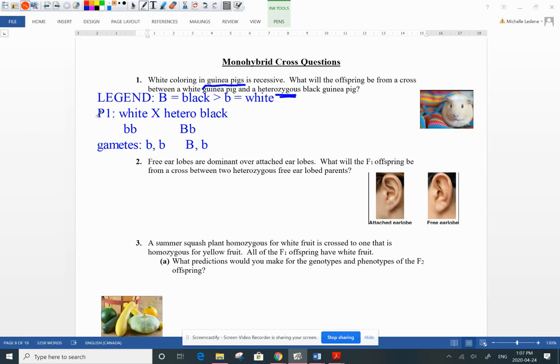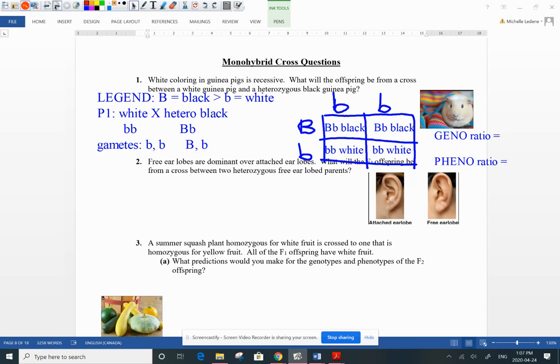Then decide what the parents are, right? So the white parent is the recessive, little b, little b. The black parent is heterozygous. Why is it heterozygous? Because it has a dominant allele. It has one dominant allele that gives it the dominant phenotype. Then set up your gametes. So the white parent, recessive, only has recessive alleles, and the heterozygous has one dominant and one recessive. Once you are done that, you set up your Punnett square and fill it in. So then you decide, well, here, big B, black, big B, black, little b, white, little b, white.